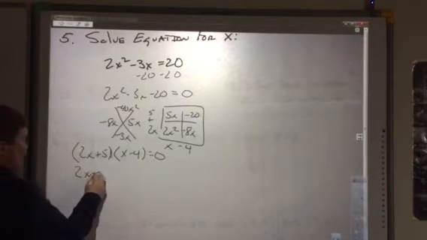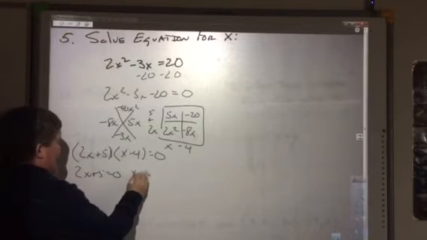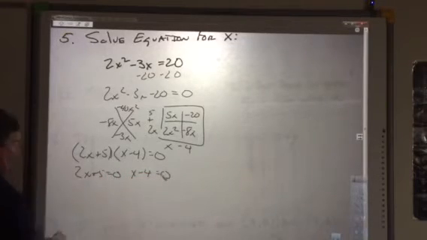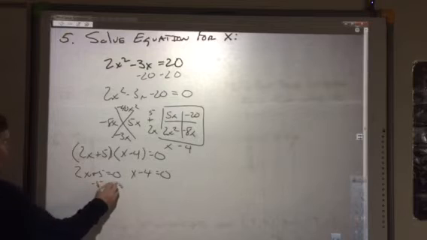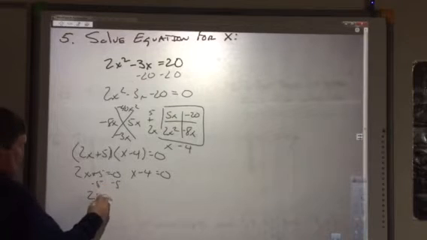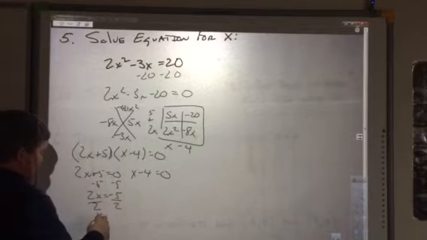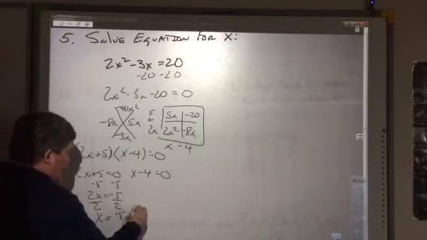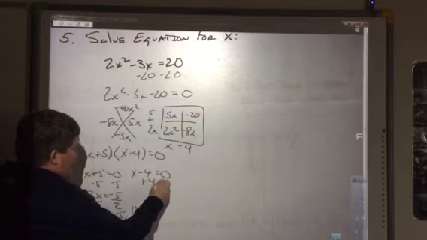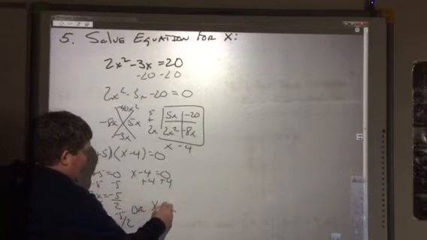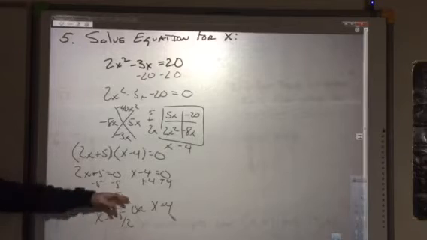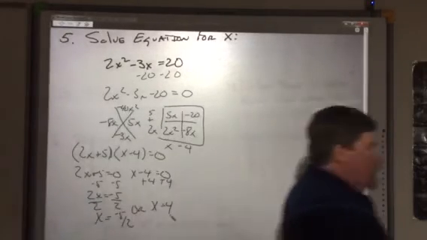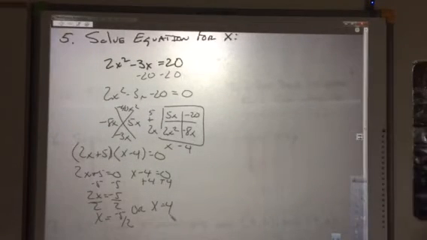So 2x plus 5 is equal to 0. X minus 4 is equal to 0. Subtract 5 from both sides. 2x is equal to negative 5. Divide by 2. X is equal to negative 5 halves. Or add 4 to both sides. X is equal to 4. Also remember those are called your roots.